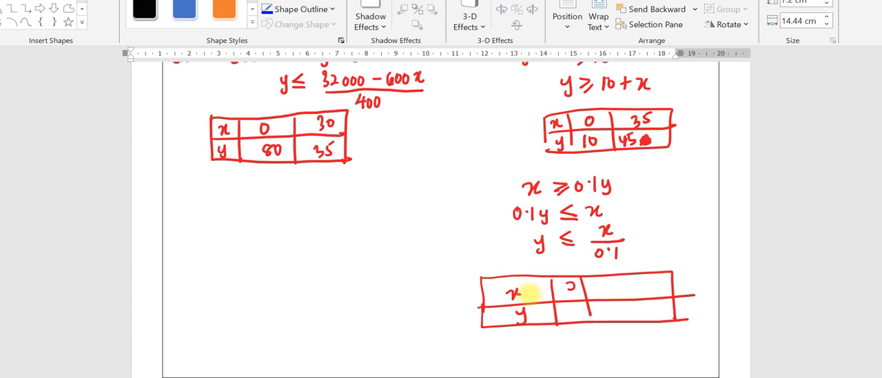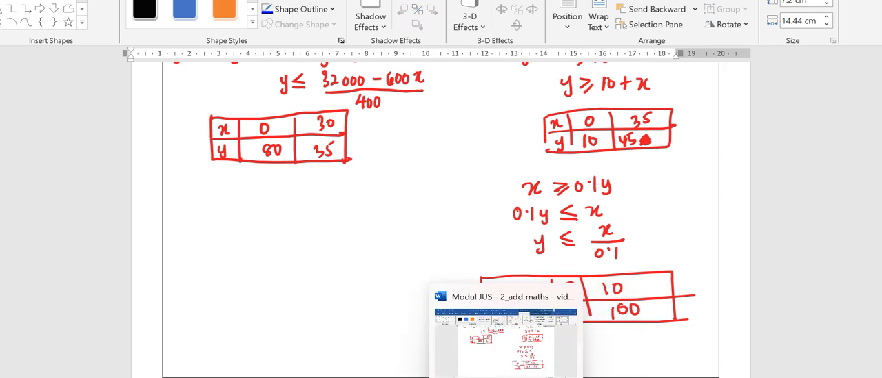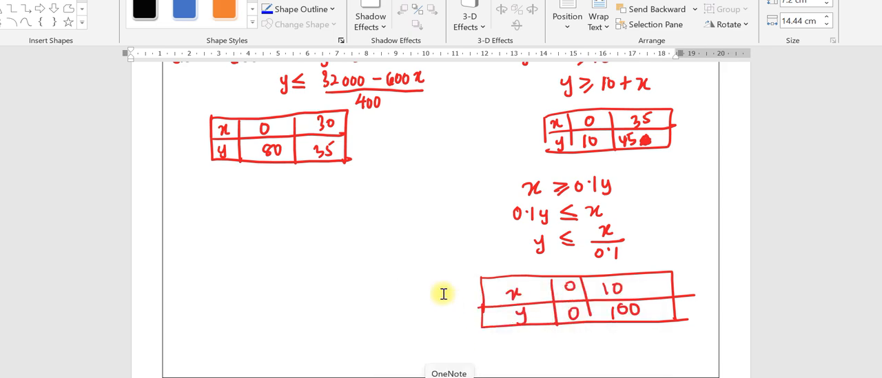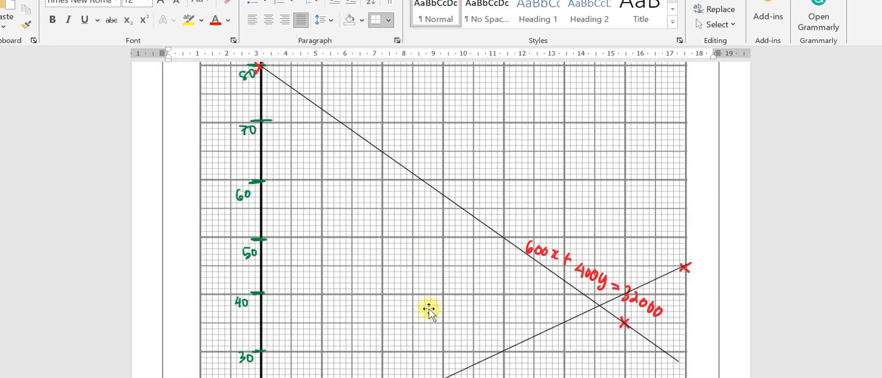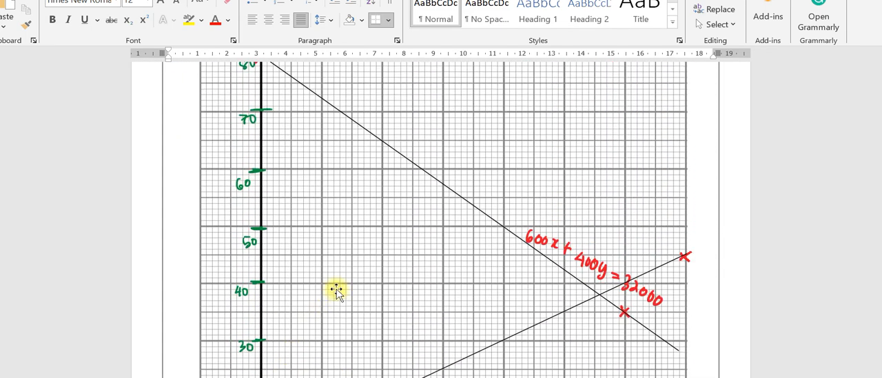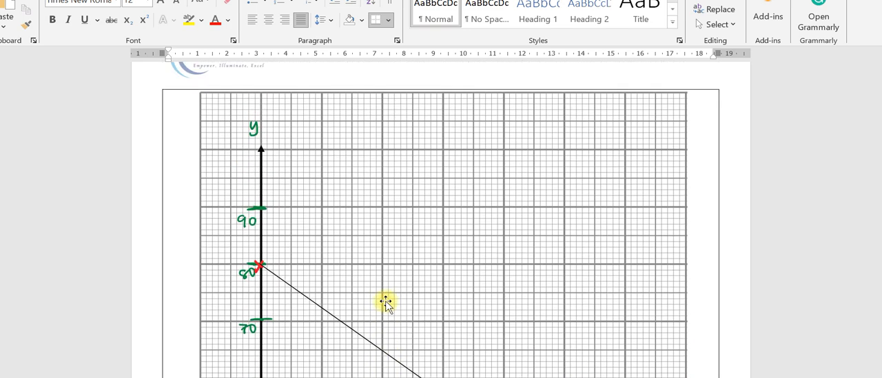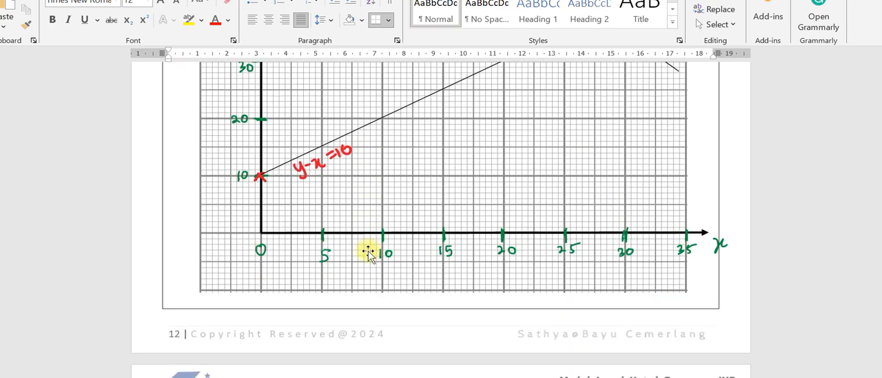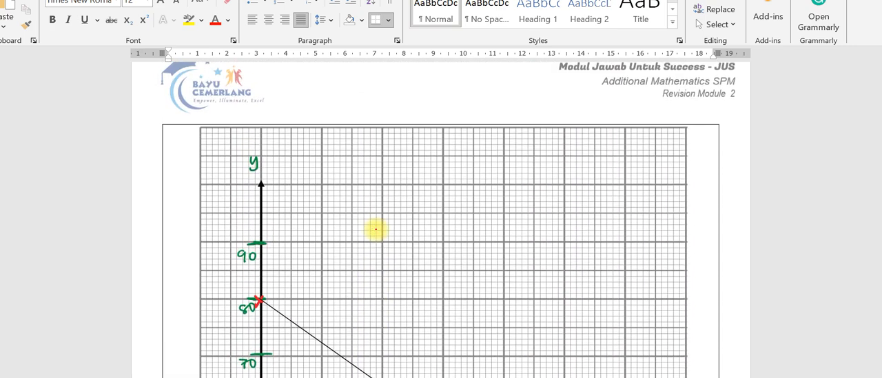If I take x as 0, y should be 0. If I take x as 10, 10 divided by 0.1 is 100. Our graph only goes until 90, so I think I can manage (0, 0) and (10, 100). So (0, 0) and (10, 100). Where is your 10? Our 10 is here, and (10, 100) is here.